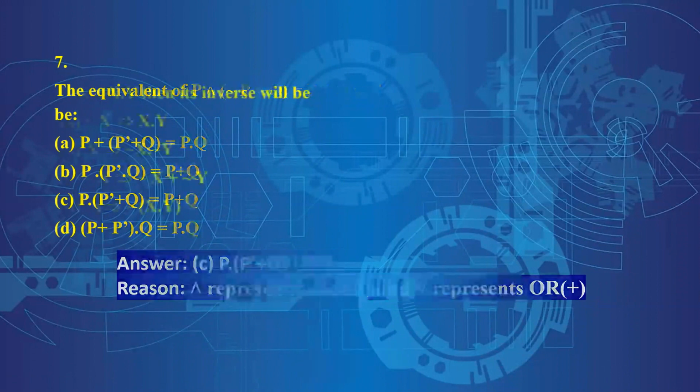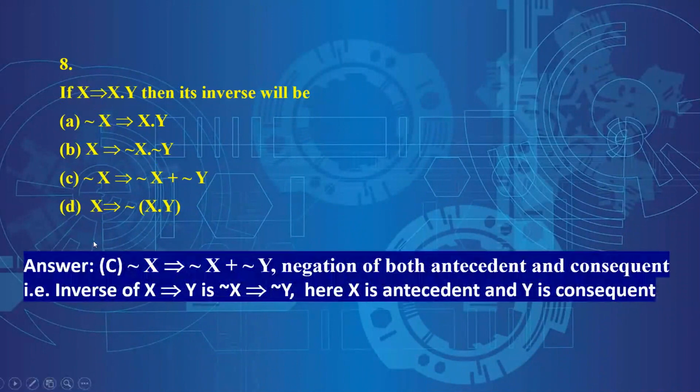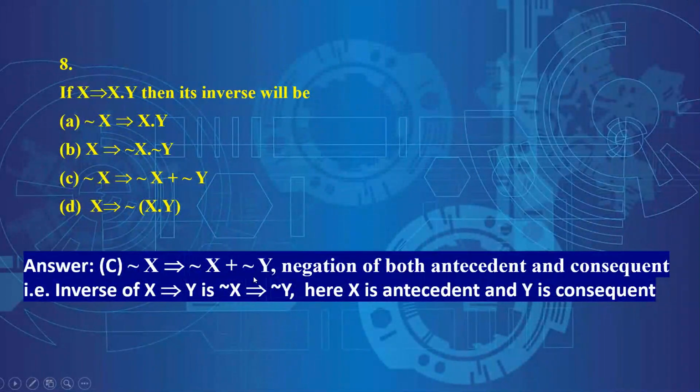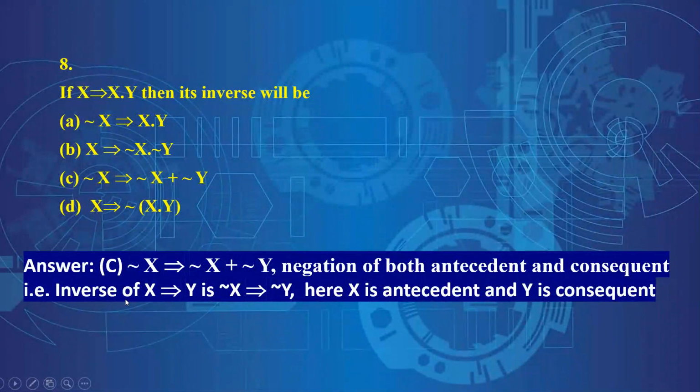Next question. X implies X dot Y, then the inverse will be the correct answer, option C: complement of X implies complement of X plus complement of Y. Because the negation of both antecedent and consequent here is the inverse.